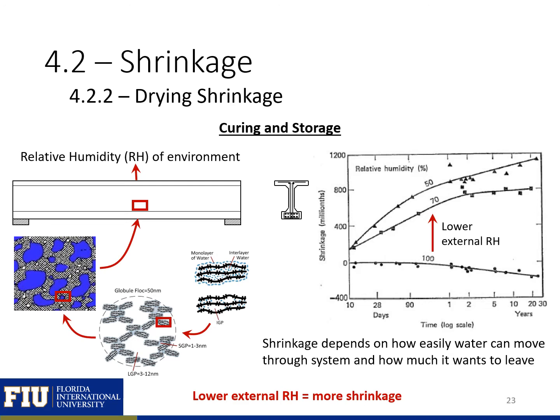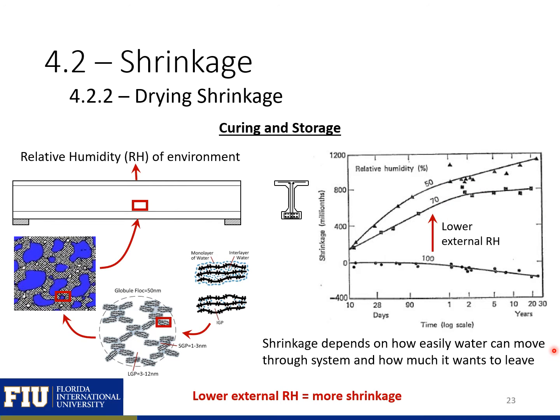We can also see that the external relative humidity is going to impact our shrinkage. Here we have shrinkage plotted versus time for 100% relative humidity, essentially a specimen in water, 70% and 50% relative humidity. We can see that with the 100% relative humidity specimen, we'll have a little expansion that occurs as the water is absorbed from the environment and used to hydrate the cement. We can see that for 70 and 50%, the lower the external relative humidity, the greater the shrinkage.